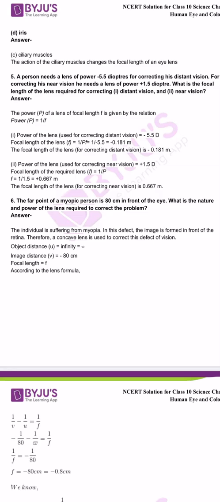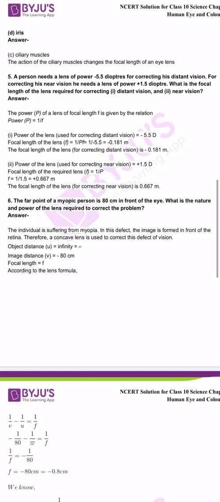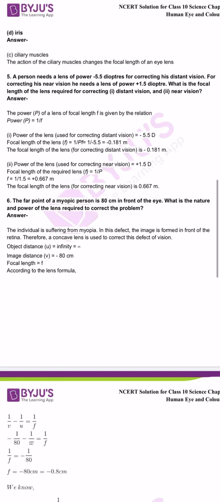Today, the next questions we will discuss are from chapter number 11, Human Eye and the Colorful World. So, we were on question number 5 of the exercise. The question is, a person needs a lens of power minus 5.5 diopter for correcting his distant vision, and for correcting his near vision, he needs a lens of power plus 1.5 diopter. What is the focal length of the lens required for correcting the distant vision and near vision?